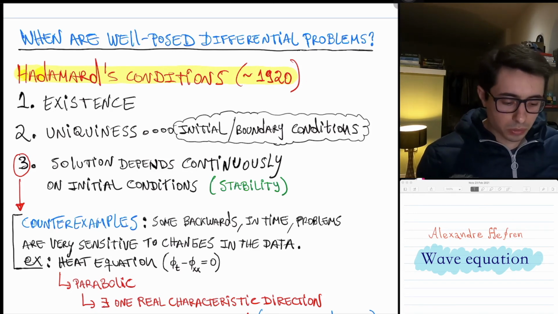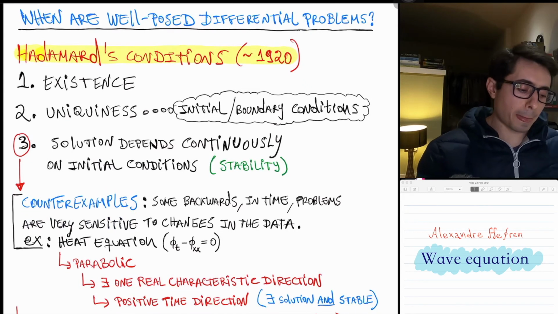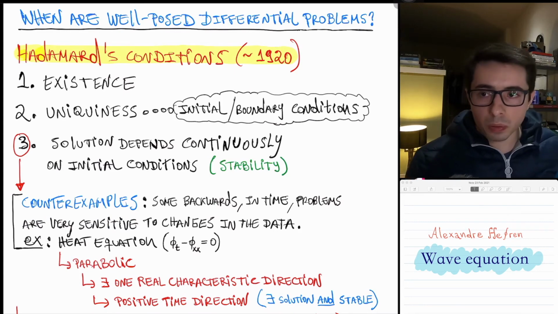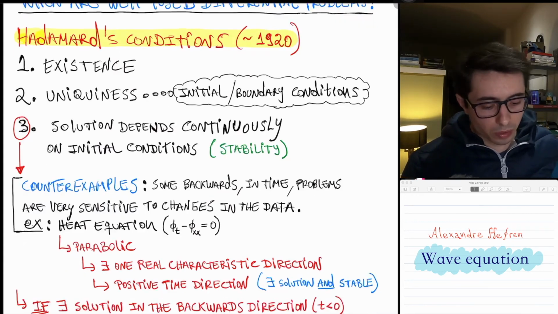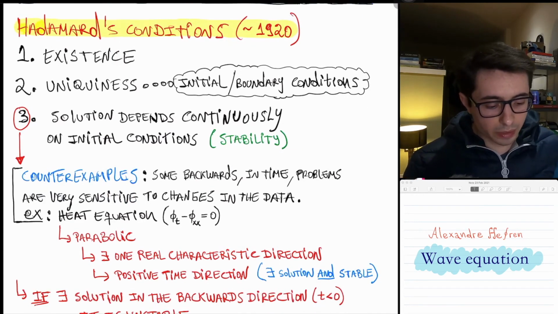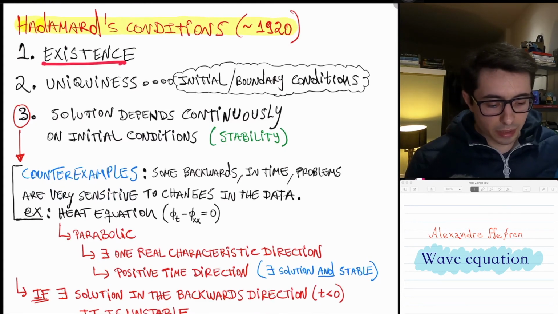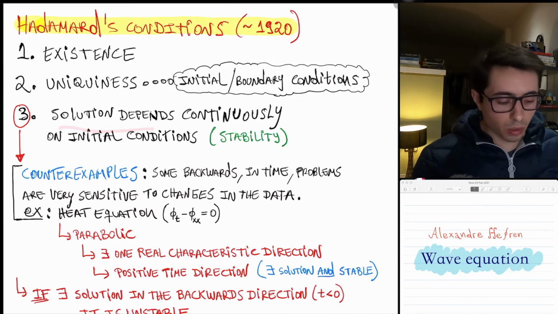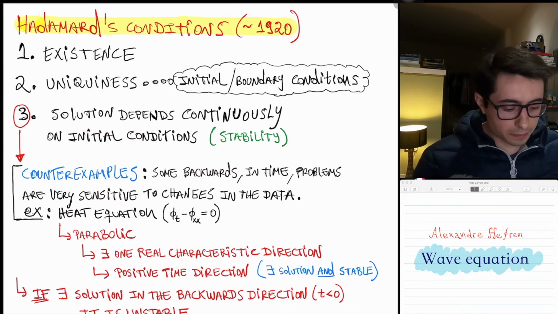According to Hadamard, we can say that our differential equation, here we are interested in the wave equation, is a well-posed problem when we have 1, 2, and 3, where 1 is existence, 2 is uniqueness, and 3 is the solution depends continuously on initial conditions. Sometimes this is also called stability.